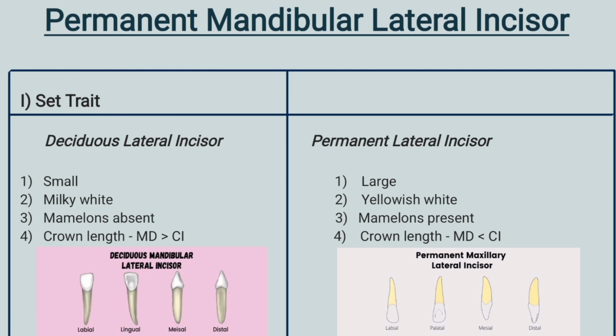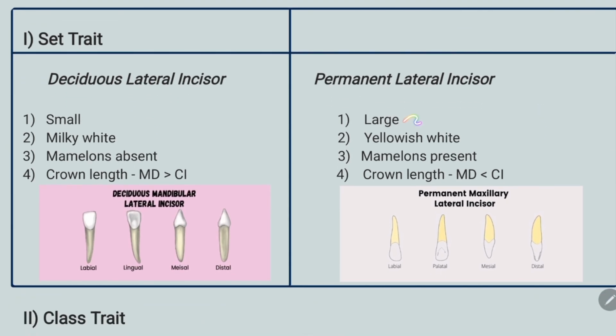Set trait of Permanent Mandibular Lateral Incisor which compares Deciduous Lateral Incisor. Permanent Mandibular Lateral Incisor is larger as compared to Deciduous Incisor. The color is yellowish white instead of milky white. Mamelons are present in newly erupted permanent teeth but absent in deciduous teeth. The crown length in deciduous incisor mesiodistally is greater than cervico-incisally, while in permanent lateral incisor, cervico-incisally is greater than mesiodistally.